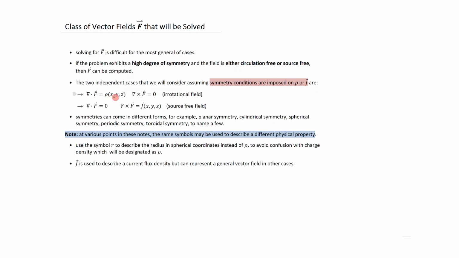The two independent cases that we will consider, assuming symmetric conditions are imposed on rho or J, are that the divergence is rho and the curl of the field is 0. This is what we call an irrotational field. And the other class of problem is where the divergence is 0 and the curl of F is J. And this is a source-free field.